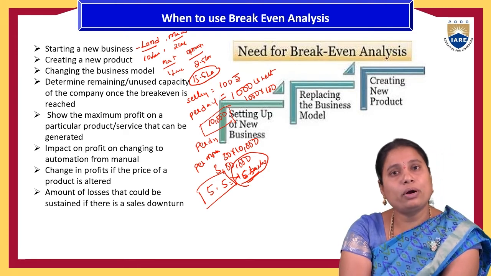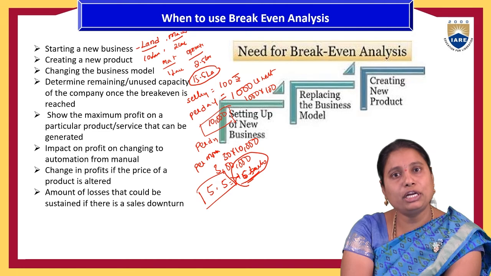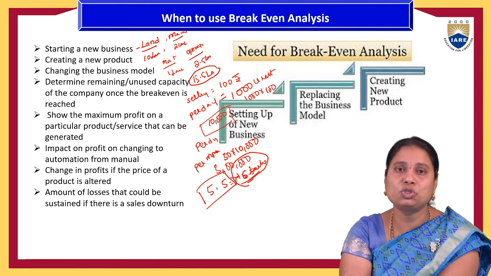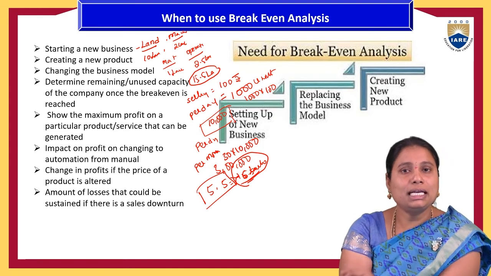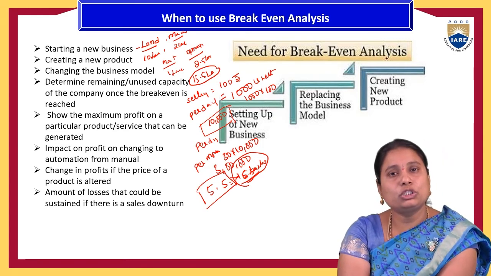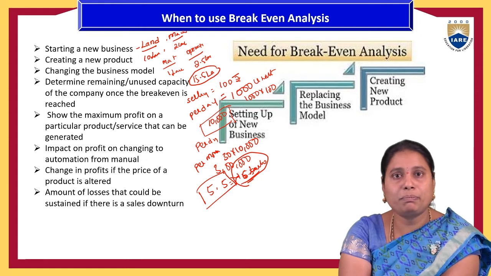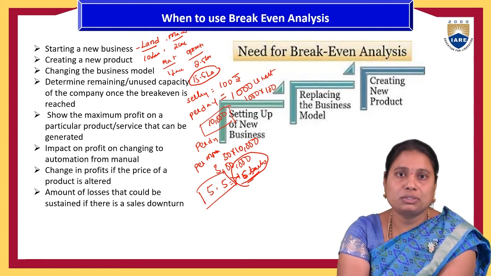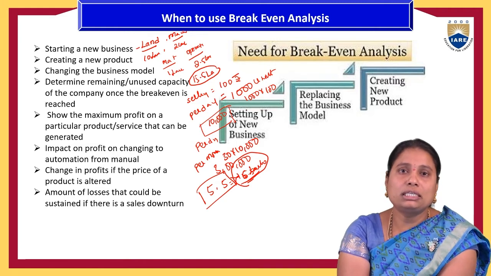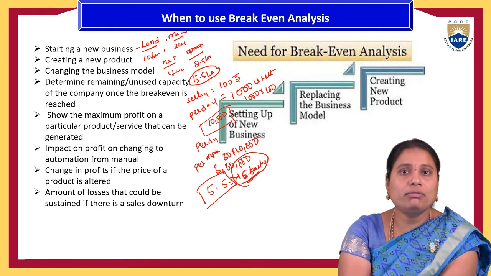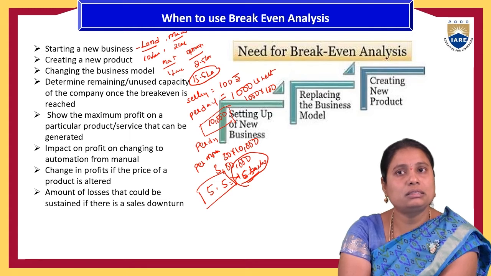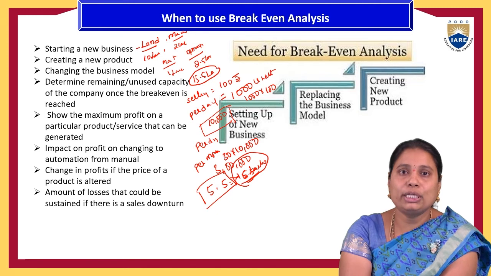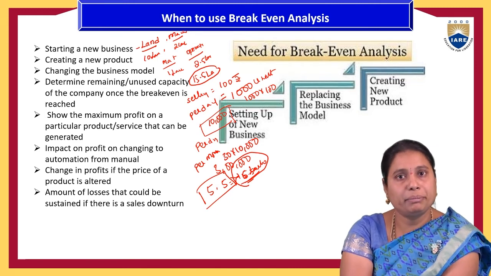Suppose that product type fades out in the market, and the tastes and preferences might change within 3 months. Then definitely the manager will take the decision not to start that particular kind of product or to start that particular new business. So before starting that business, based on the break-even analysis, he will analyze the chances of success in the business. That's the importance of break-even analysis to start a business.